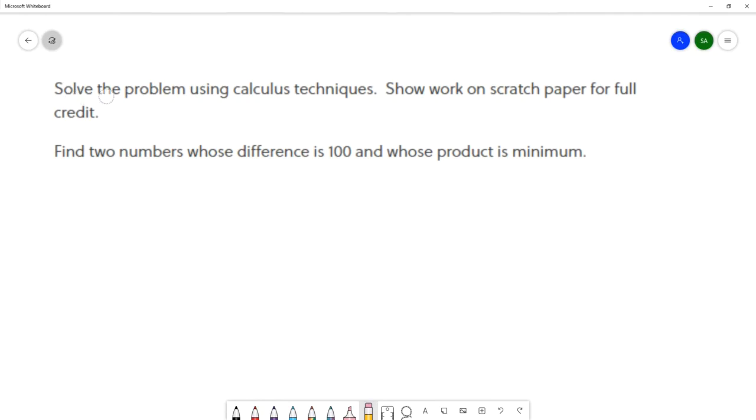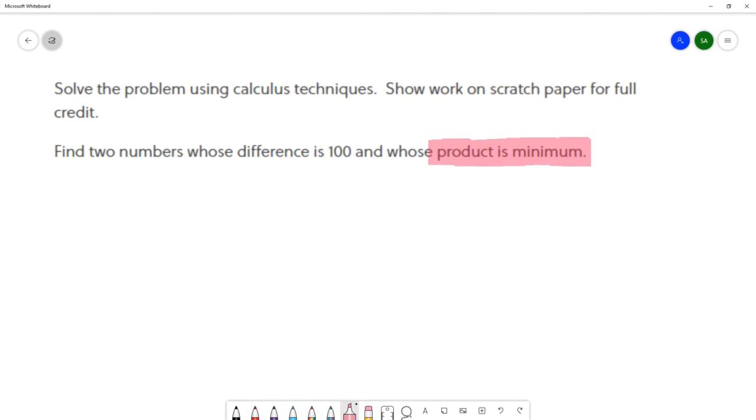In this question, we want to solve the problem using calculus techniques. Show your work on scratch paper for full credit. We want to find two numbers whose difference is 100 and whose product is minimum. So we want to find the product, which is minimum, and this is the function that we want to build to do the calculus on.